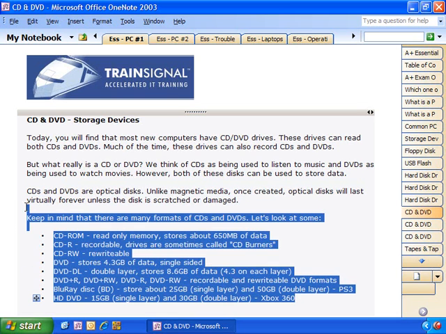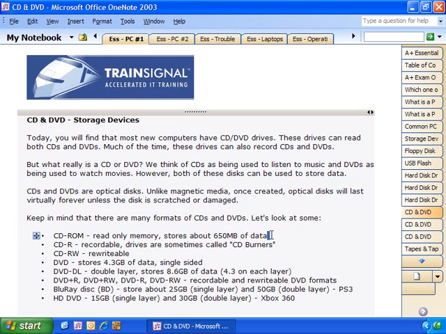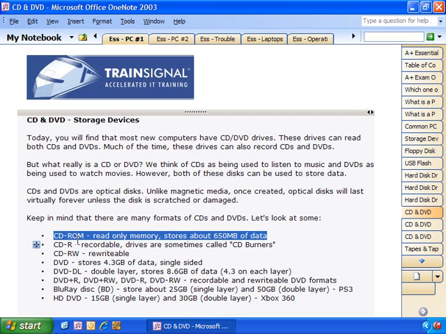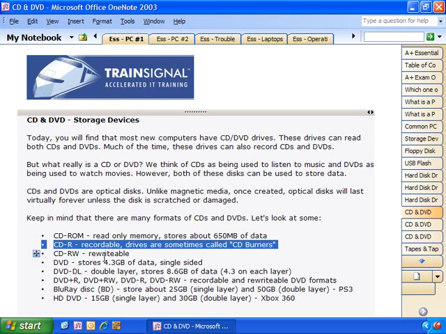Now keep in mind that there's many formats of CDs and DVDs. So let's look at some. The first one is a CD-ROM. A CD-ROM is read-only memory, and the CD-ROM stores about 650 megabytes of data, if that's what you choose to put on there, is just raw data. So what happens is the CD is burned, and then after that, that's it. Whatever data is on there cannot be taken off or changed. Then there's the CDR. CD recordables is what a CDR is, and these drives are sometimes called CD burners.